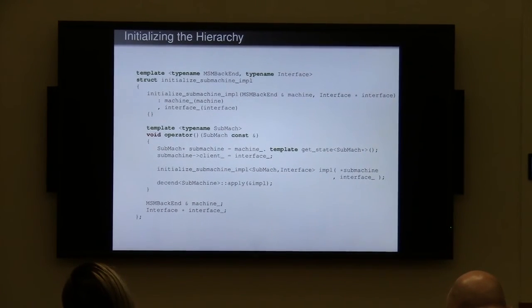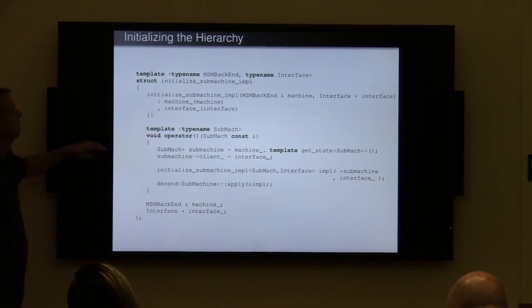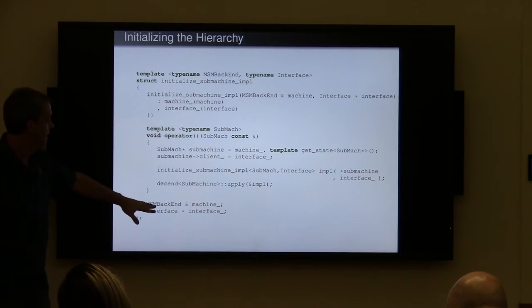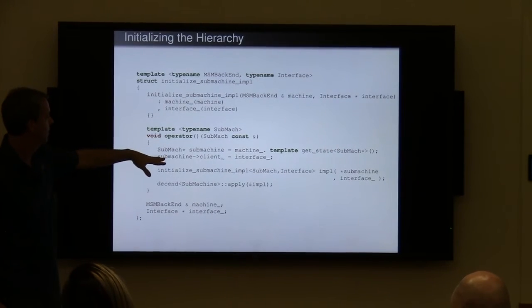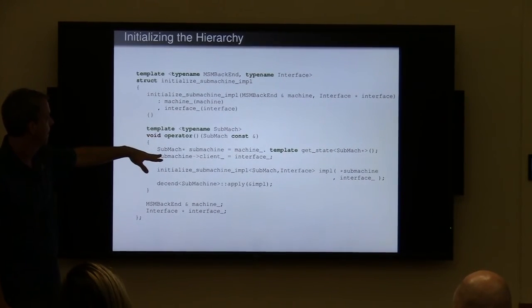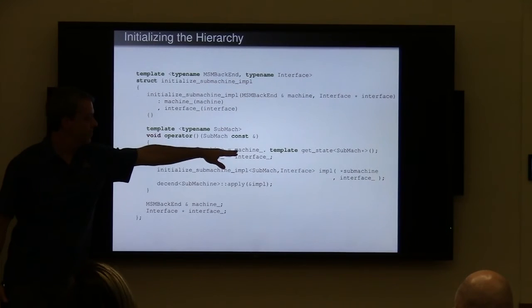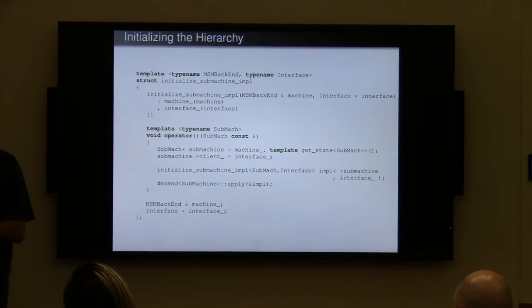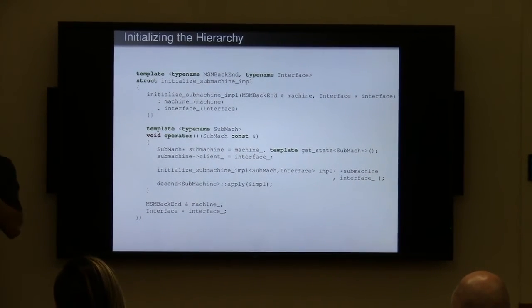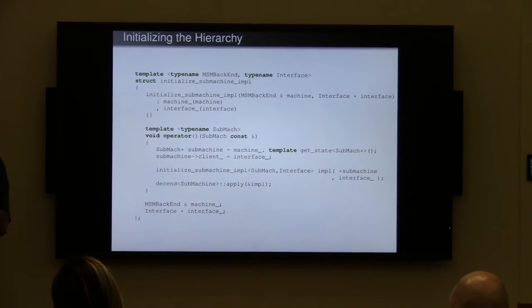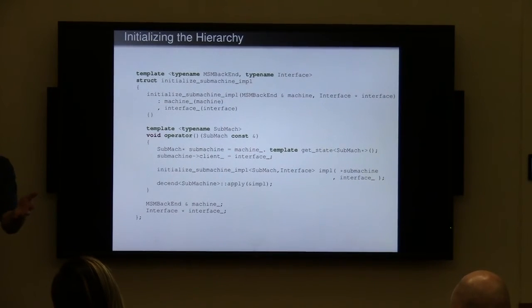So initialized submachine is going to take in the reference and the pointer. And here, this is something that we get from MSM. From the metastate machine library, we're able to actually query the submachine. If we give it a submachine type, we can get the pointer back for the submachine that's valid for this particular instantiation that we're in.